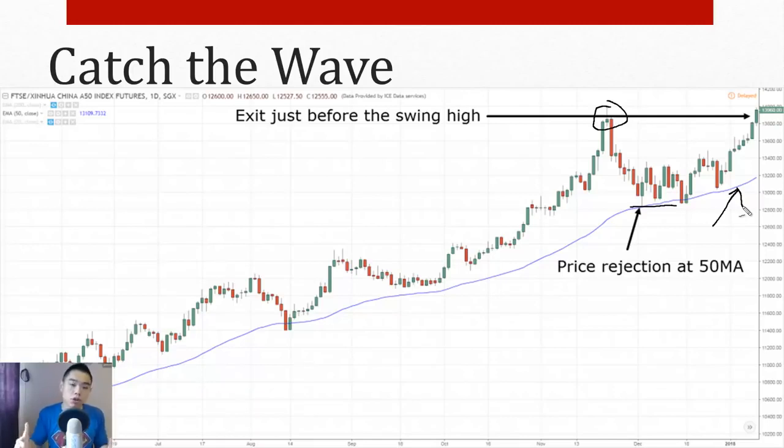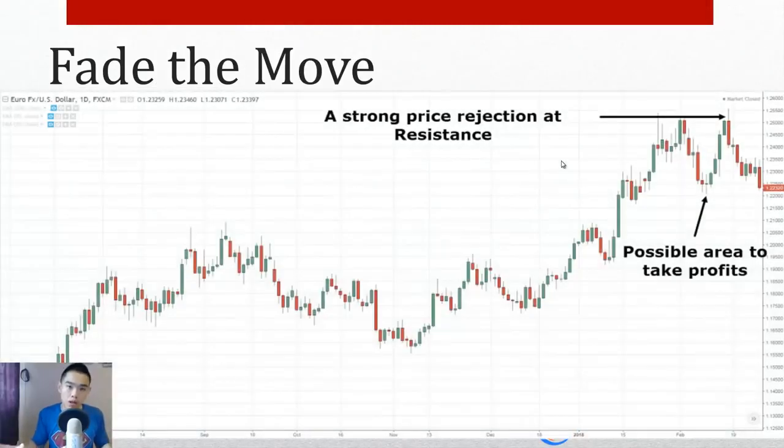Because after all, with this one, you're trading with the trend. Whereas with this one over here, fade the move, you don't want to overstay. You're trading against the trend. You want to get out when the market is starting to show signs of strength in the direction of the trend.